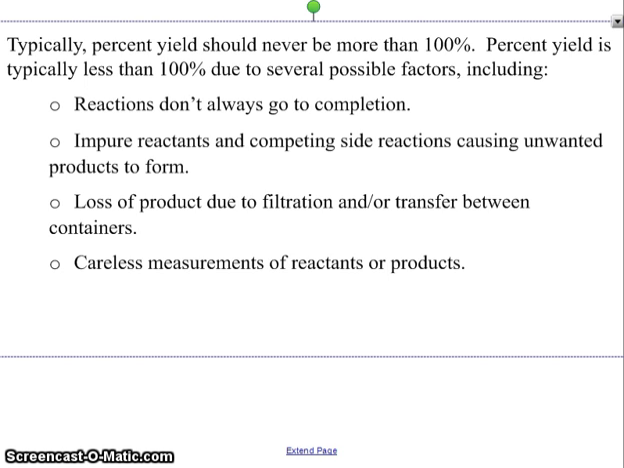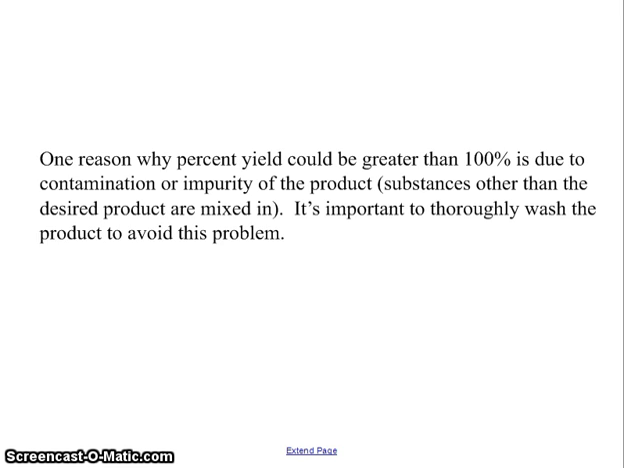Percent yield should never be more than 100%. Typically you're going to have less than 100% due to a couple different factors. Reactions don't always finish. They don't always go to completion. Sometimes there are side reactions that take place that compete for the reactants and you don't end up making the desired product. You might lose the product from filtration or transferring between containers or just from careless measurements. There are some times when you might get more than 100%, but that's typically due to contamination. You have other things in your final mass of your product other than just the product.